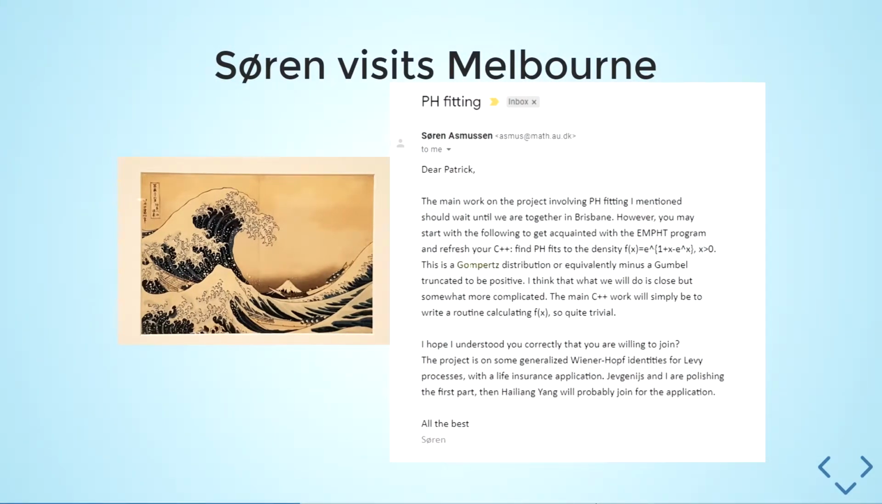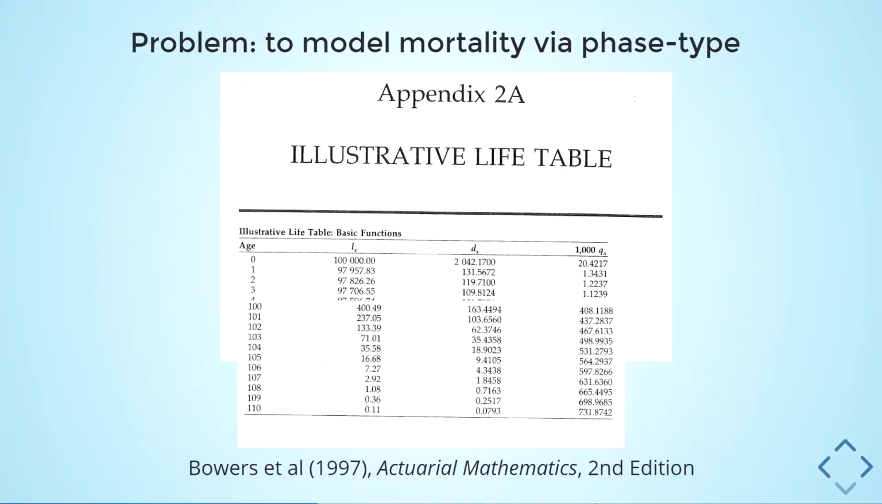But anyway, onto the topic of phase type distributions and life insurance. And it all started when my supervisor Søren was visiting Melbourne. He just sent this email. Oh, I have some problem. I need your help with C++, basically the email reads. There's some application with Wiener Hopf identities for levy processes and life insurance applications. So sure, that sounds fine.